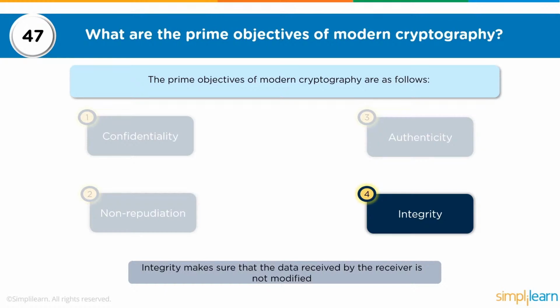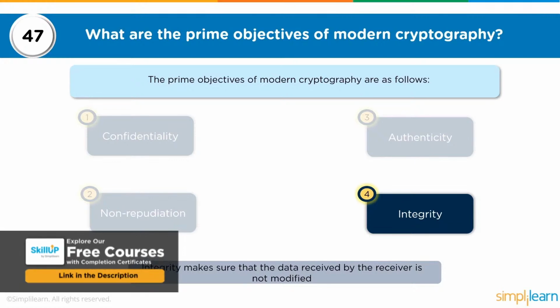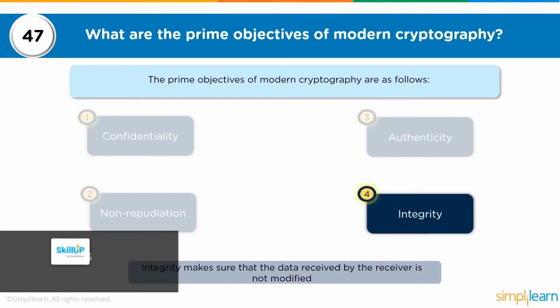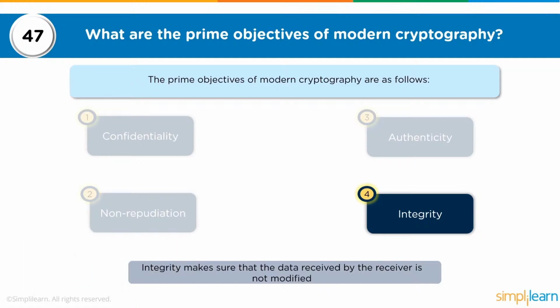So the integrity part is the trustworthiness of that data, that the data has not been modified by any hacker or any other entity and is still trustworthy. So these are the four prime objectives of modern cryptography. Once I have scrambled that data using my public signature, it is only my private signature that is going to decrypt it, right? Using these mechanisms, I will be able to achieve all these four aspects of cryptography and security.